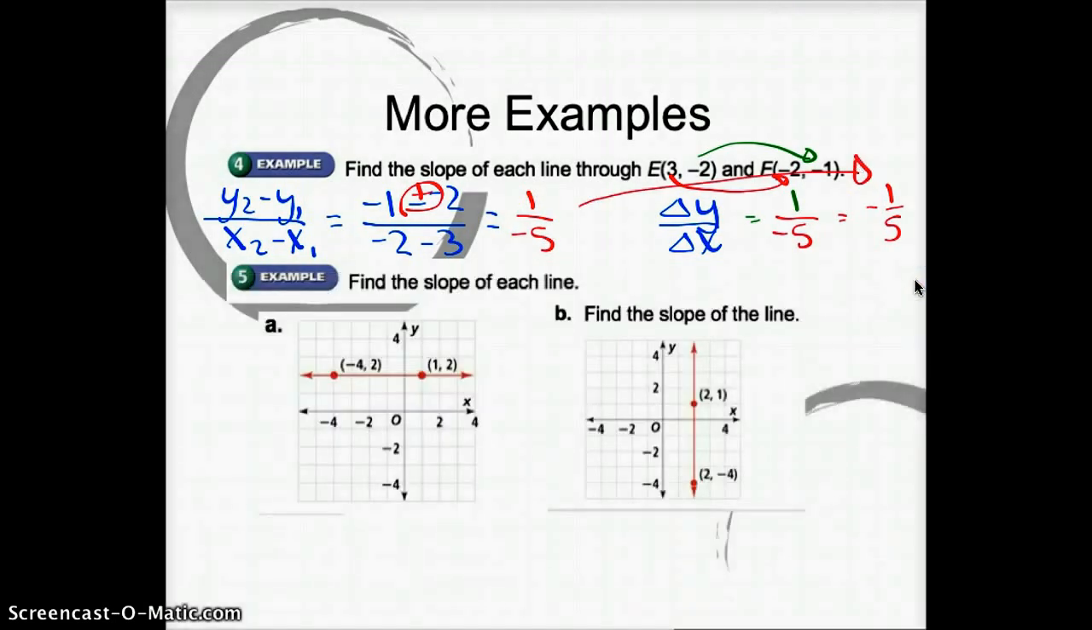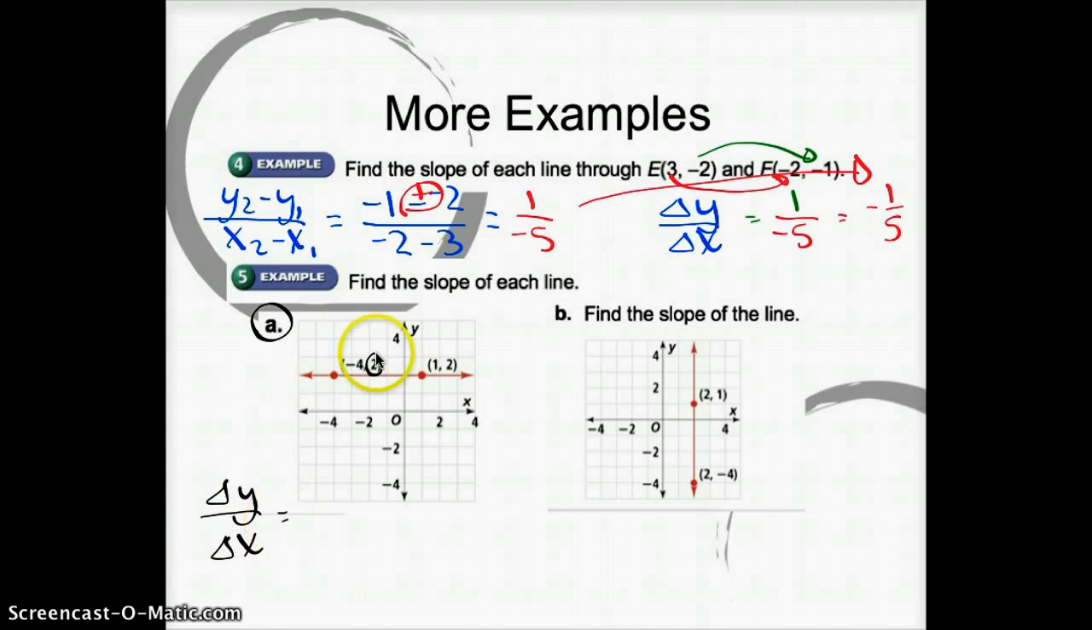Okay, please try these two and see if you can come up with it. All right, so A. If I look at something like this, it goes from negative 4, 2 to 1, 2. And I'm looking for my slope and I'm looking at my formula. So remember, I'm going to do change in y over change in x.